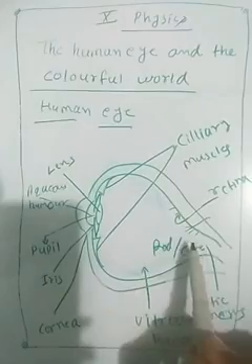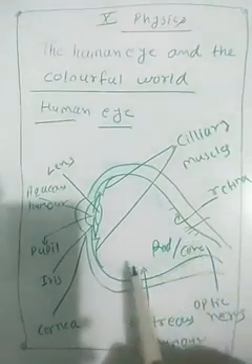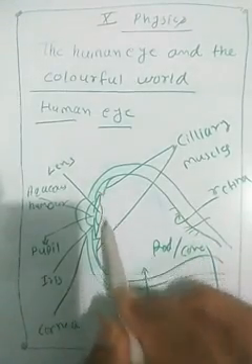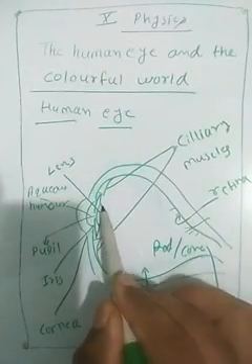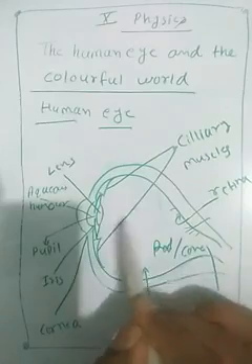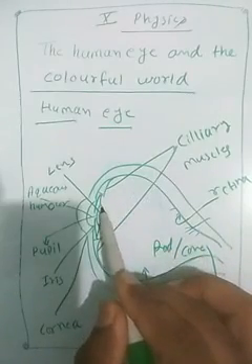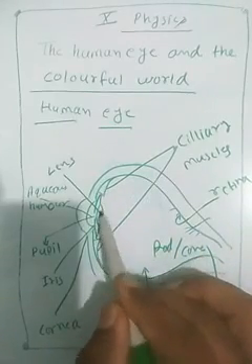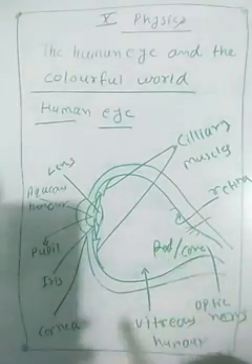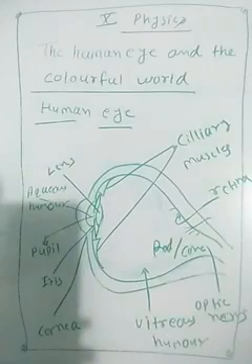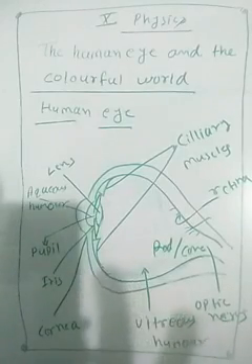This is the ciliary muscle. It helps in accommodation, that means fixing the focal length of the lens. The ciliary muscle helps in fixing the focal length of the lens. This is a short introduction about your eye. So just read your book and try to understand.